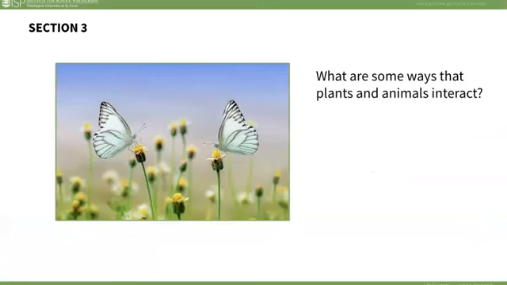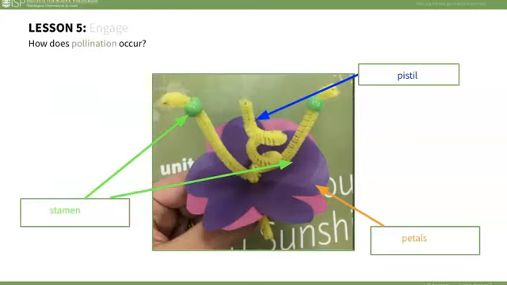Students will consider ways that plants and animals interact. First, ask students, what do you think causes a flower to make a fruit with seeds? Let students turn and talk to a partner and take some answers to share with the whole class.